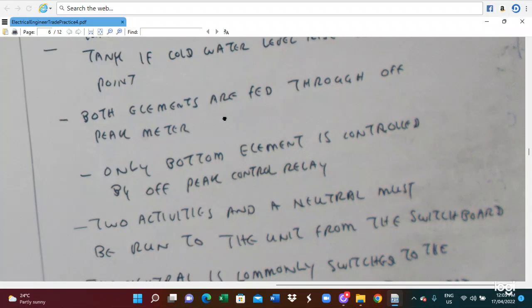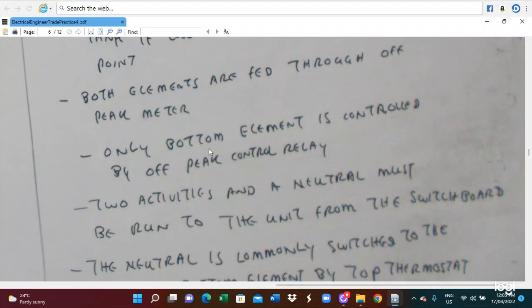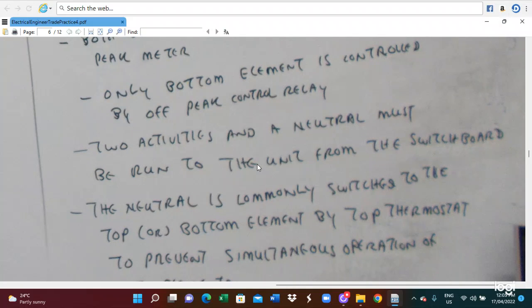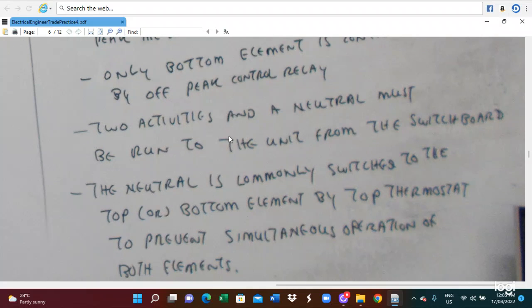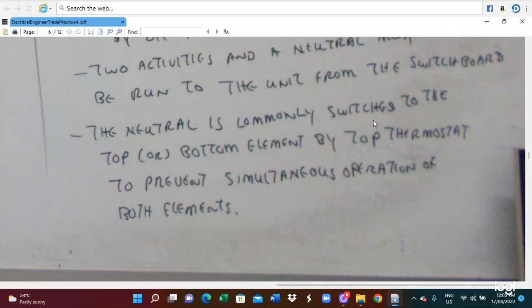Boost elements are fed through the off-peak meter. Only the bottom element controls off-peak; they are controlled separately. Two activities and the neutrals must be run to the unit from the switchboard. So the neutral is commonly switched to the top and bottom element by the top thermostat to prevent simultaneous operation of both elements.